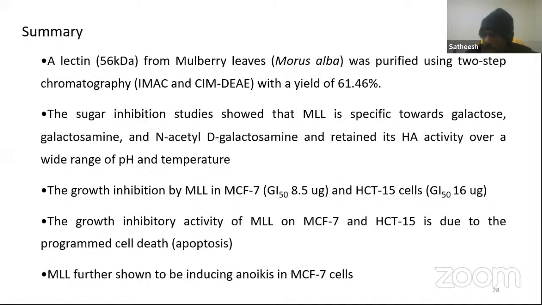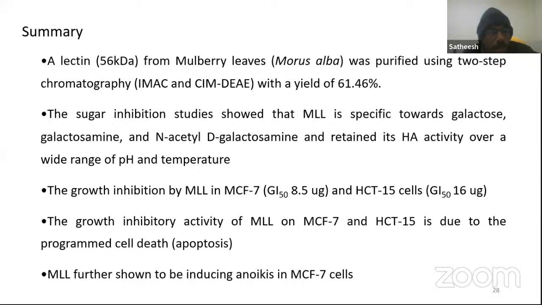Coming to the summary, a lectin of around 56 kilodalton from mulberry leaves was purified using chromatography, both IMAC and SIMGA, with a yield of around 61.46%. The sugar inhibition study showed that MLL is specific towards galactose, galactosamine, and N-acetyl D-galactosamine, and retains its hemagglutination activity over a wide range of pH and temperature.